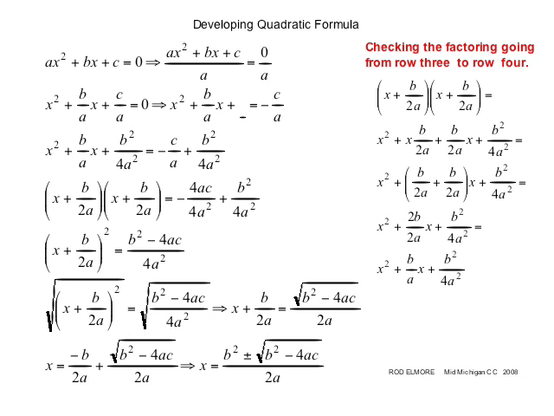So checking the factoring going from row 3 to row 4, we're going to take that x plus b over 2a and multiply it times x plus b over 2a. This is in row 4, and we're hoping to get the trinomial in row 3. So let's see, we just use the distributive property. X times x is x squared. X times b over 2a is x times b over 2a. Plus b over 2a times x is b over 2a plus x. And then last is b over 2a times b over 2a is b squared over 4a squared.